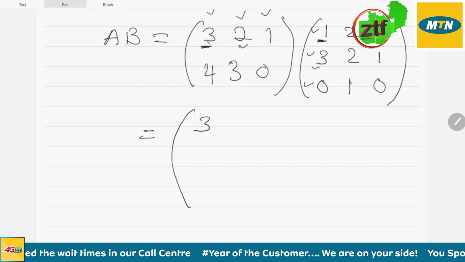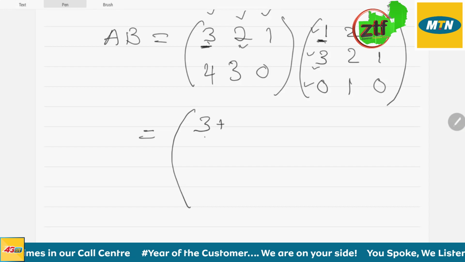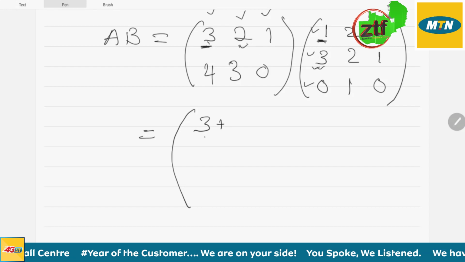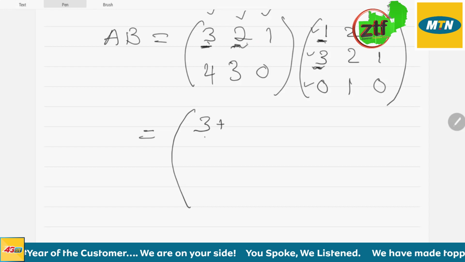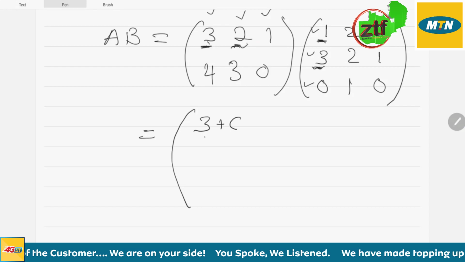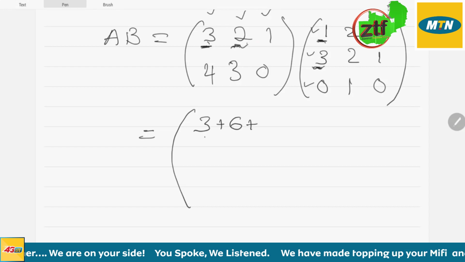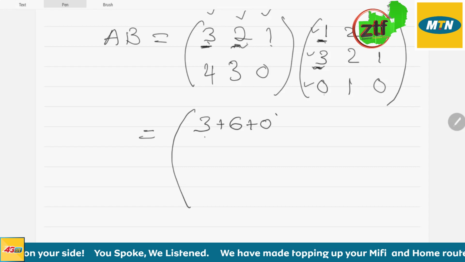So 3 multiplied by 1, you get 3. Then you add plus 2 times 3. I'm multiplying this 2 by this 3. So 2 times 3, you get 6. Then plus 1 multiplied by 0, you just get 0. So this is our first term.